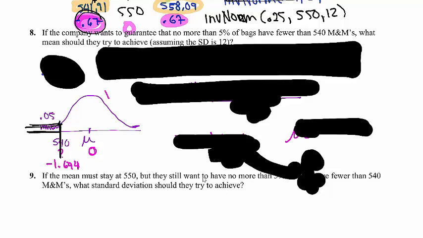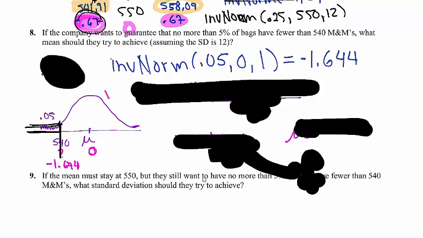So in this case, I would actually do inverse norm 0.05, comma 0, comma 1, and it would look like this if they asked you for it in the homework, z of 5%. And it turns out that this 540 is 1.644 standard deviations below average. Okay, so now you want to know what the mean is. Well, we know our standard deviation is 12, so you could add 12 times 1.64 to it, and you would figure out what the average is.